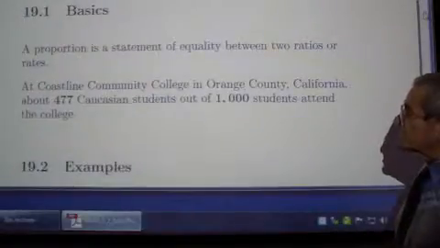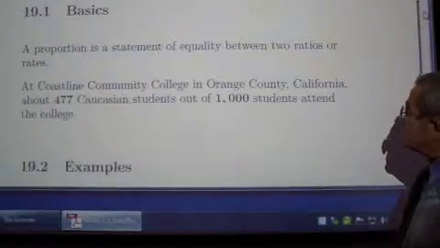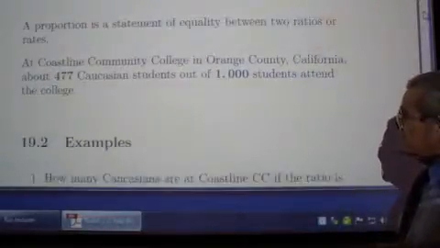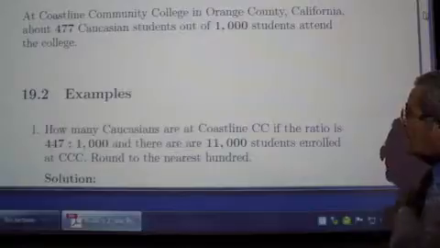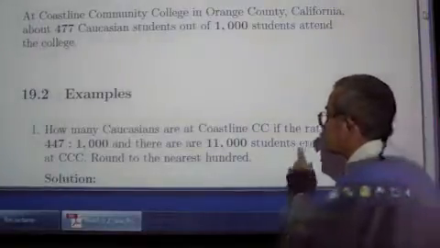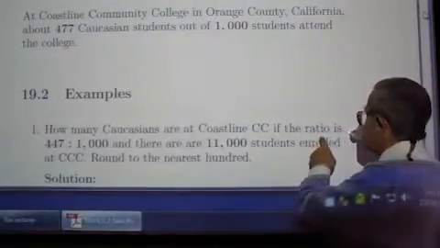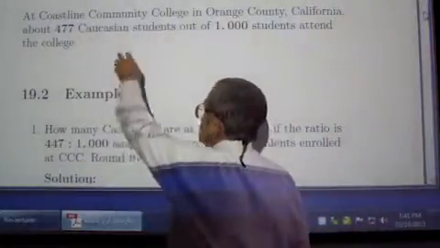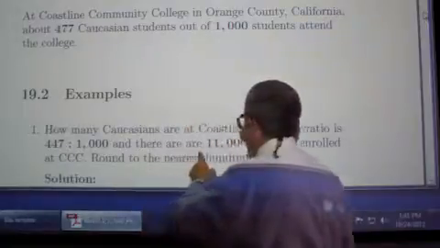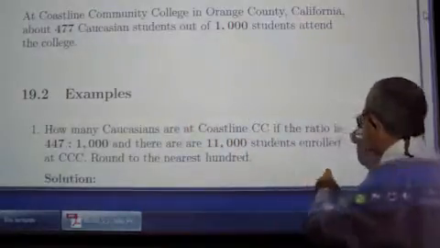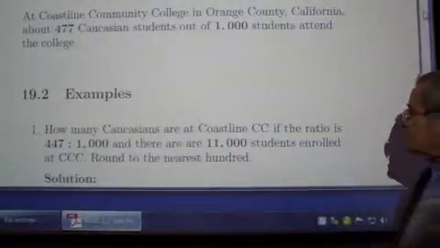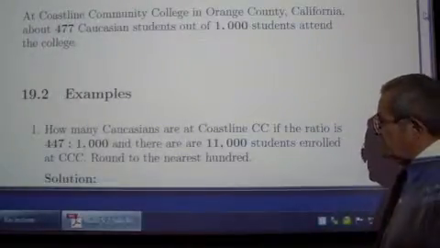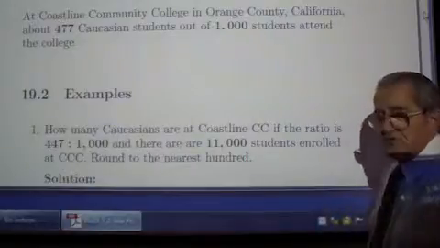The question, so that's a statement, it's not a proportion. I want to use that statement in a proportion. How many Caucasians are at Coastline Community College if the ratio is 447 to 1,000, like I had up here, and there are a total of 11,000 students enrolled at CCC, and round to the nearest 100. So if round to the nearest 100, that's a good enough approximation.